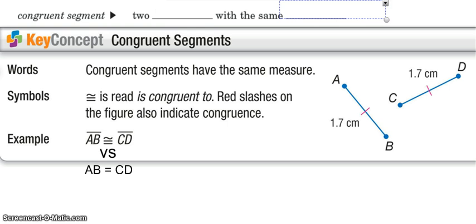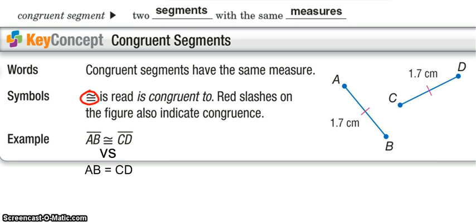Congruent segments. 2 segments with the same measures. Now the key concept here with congruent segments is that congruent segments do have the same measures. And when we show that one segment is congruent to another segment, we will use this symbol right here, the equal sign with the squiggly on top of it, between the 2 segments. And it'll be read, one segment is congruent to another segment.